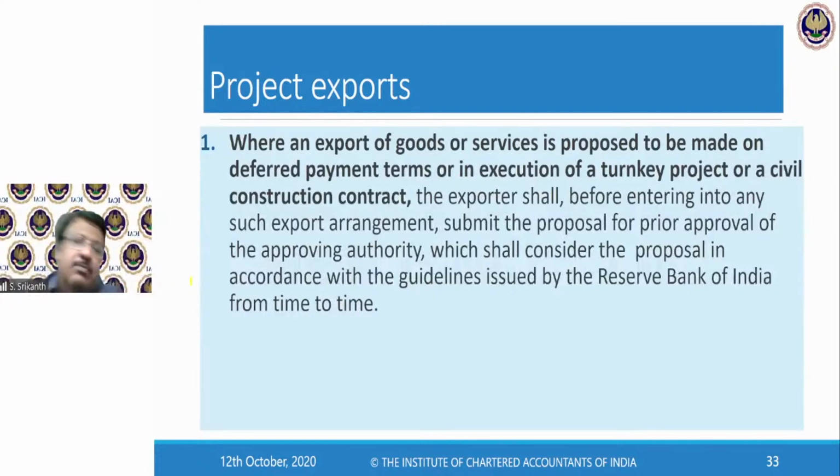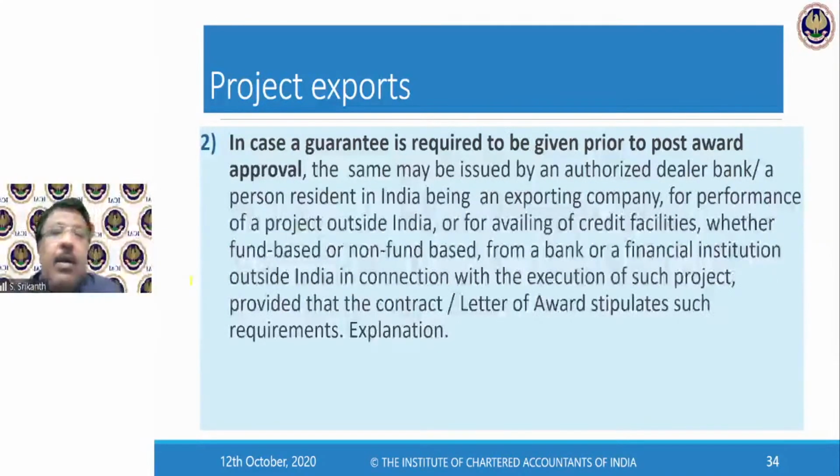humbly suggest. Where an export of goods or services is proposed to be made on deferred payment terms or in execution of a turnkey project or a civil construction contract, the exporter shall, before entering into any such export agreement, submit the proposal for prior approval of the approving authority, which shall consider the proposal in accordance with the guidelines issued by the RBI. Right? In case of guarantees required to be given, the same may be issued by an authorized dealer. See, the AD is giving a guarantee to a foreigner. So you get permission from RBI and do it.